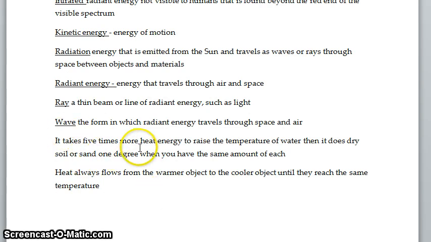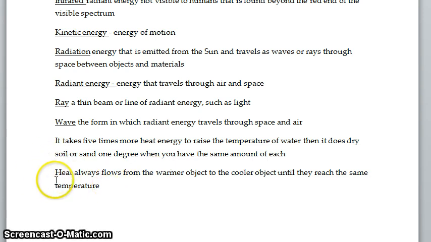Okay, it takes 5 times more heat energy to raise the temperature of water than it does dry soil or sand 1 degree when you have the same amount of each. So I want to make sure that we know that water, being denser, is not going to heat up as fast as sand or soil.